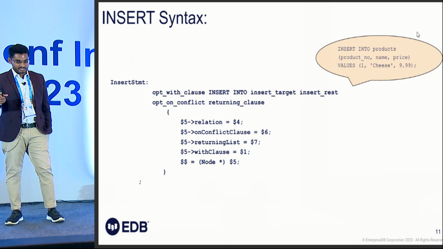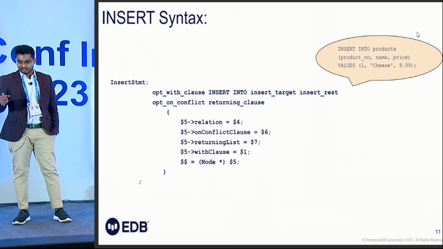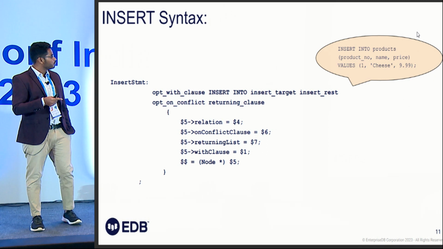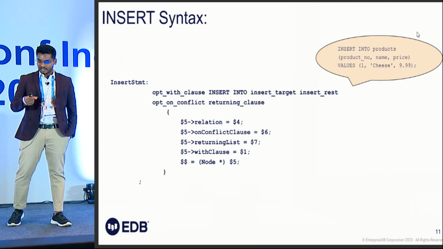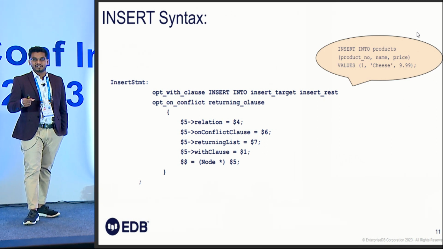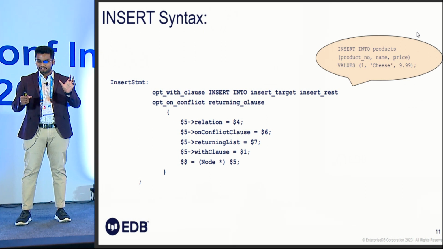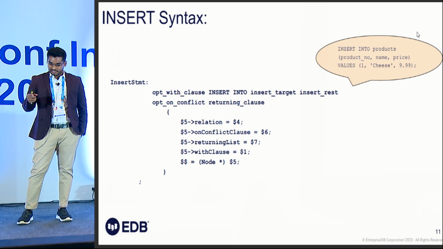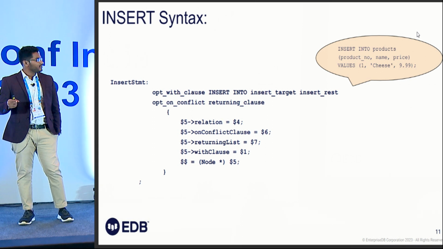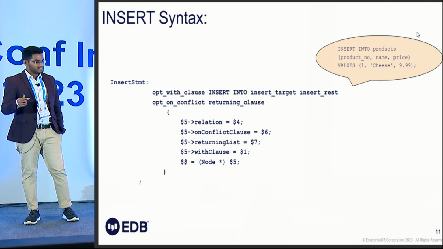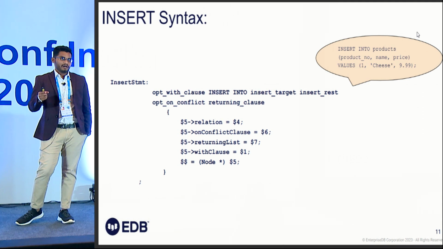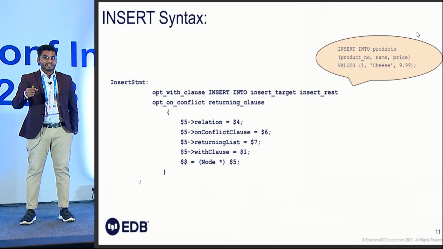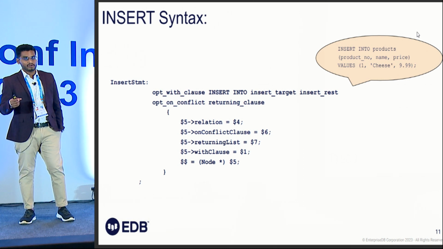Okay, insert is the keyword, into is the keyword. Then insert target is nothing but the table you are going to insert into. After that, you can list which columns you want to insert, like product number, name, price. So those are the insert rest. Then you can give an optional on conflict rule. That is nothing but, when there is any error or conflict, you can give an alternate action with this on conflict rule.